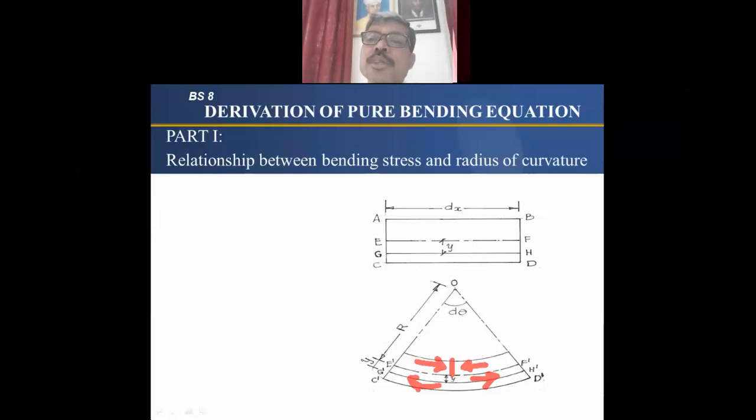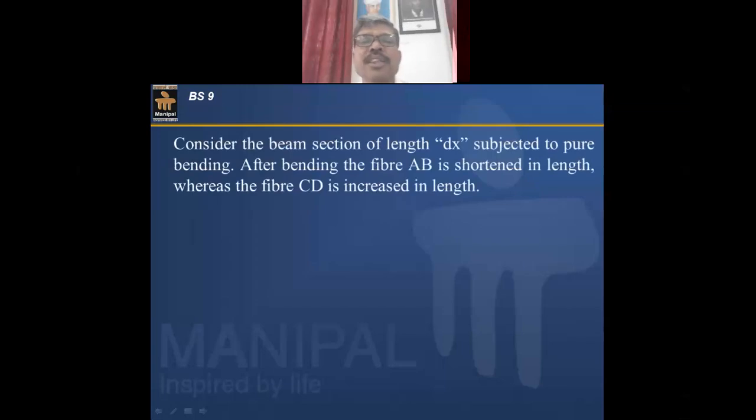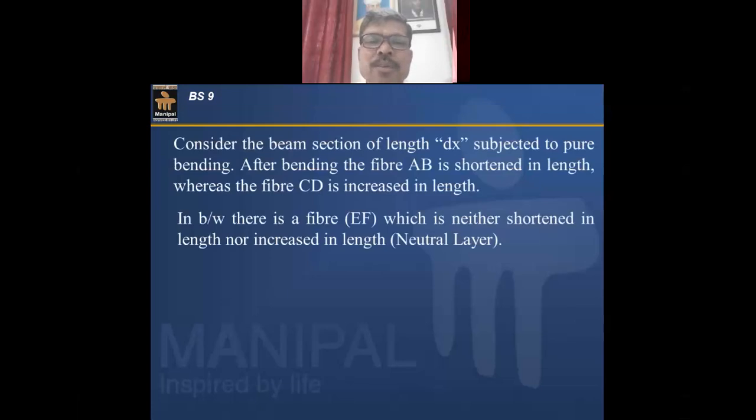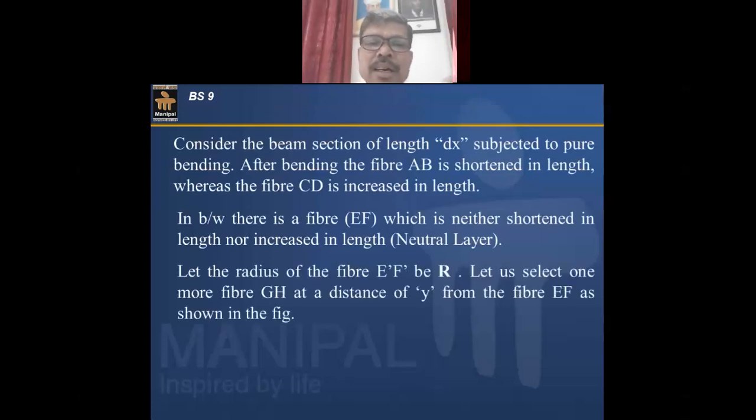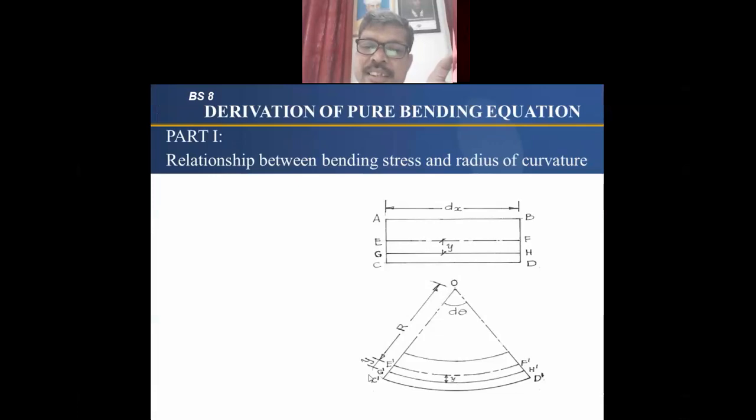I have to stop this thing. Okay, then we will move further. So we have considered the section dx. This is the theoretical part, and I have explained this, so I am not wasting my time. Let the radius of the fiber E dash F dash be R. We will go to that slide. This radius O to E dash is the radius of curvature.